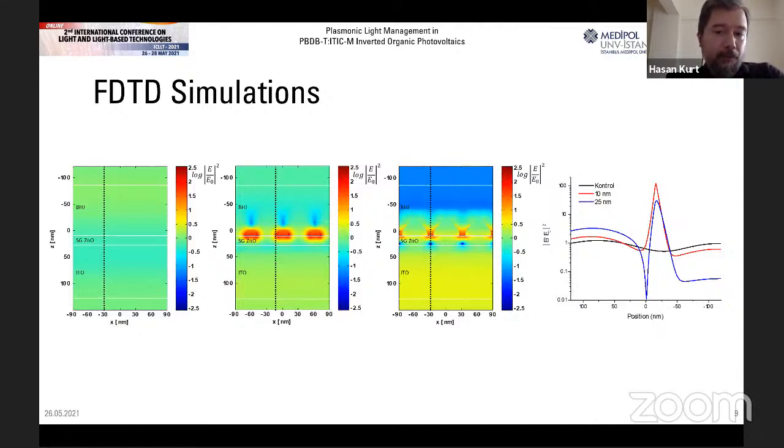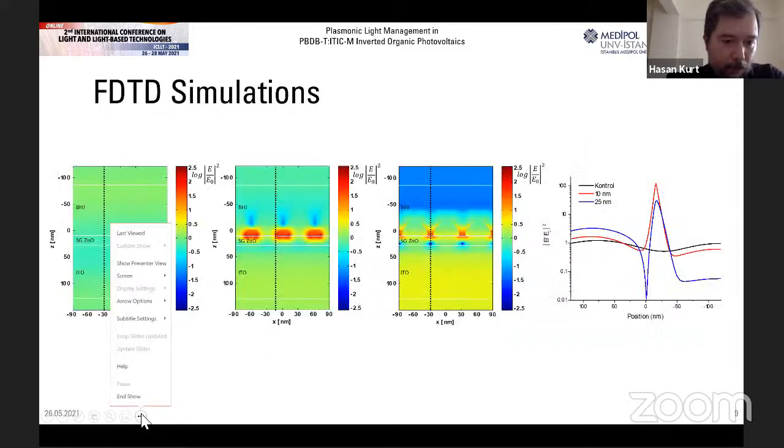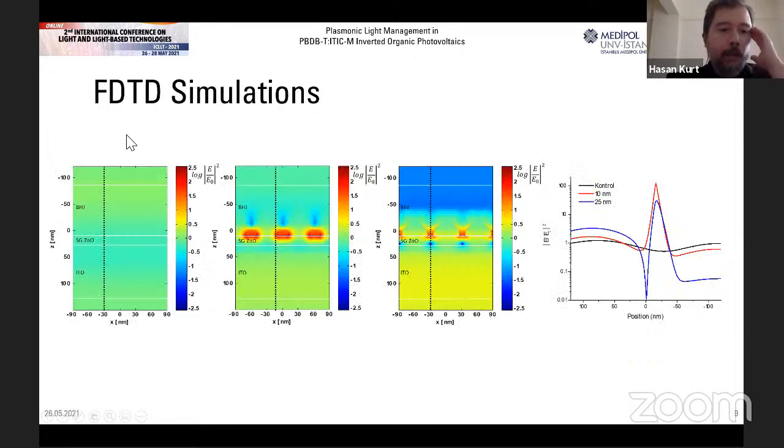What we see is, for example, if I compare, this one is without any nanoparticle, these are 10 nanometer nanoparticles, and these are 25 nanometer particles. As you can see, when the light gets inside, especially if they are large, they are going to reflect most of it, and very little light is going to get inside the bulk heterojunction. But of course, they are going to enhance the field in their close vicinity.